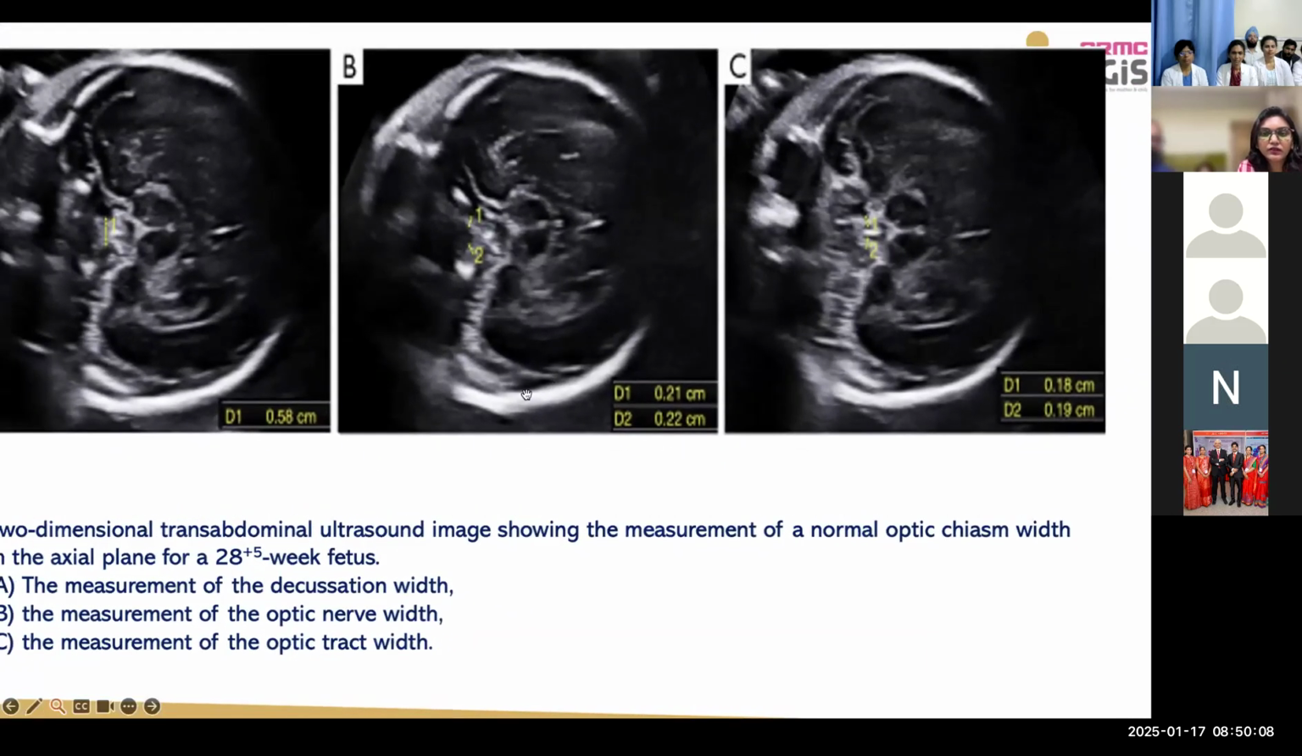Differentiating should be easy, no? Anteriorly will be the optic nerve, sir. The posterior extension of this middle part is nothing but the optic tract. So the middle decussating area is the optic chiasma, whose width we see here.